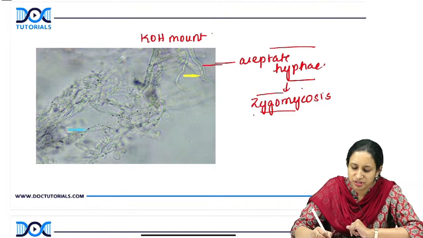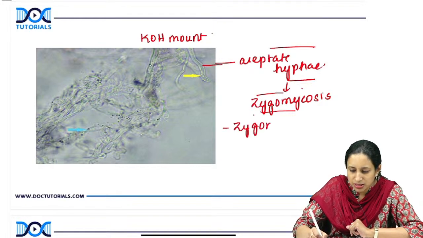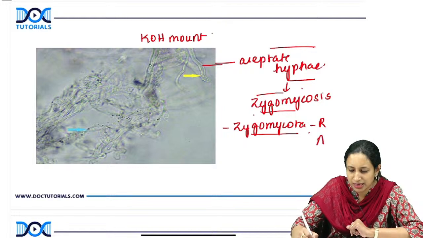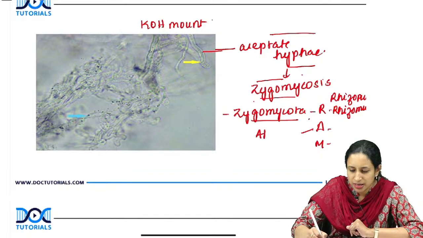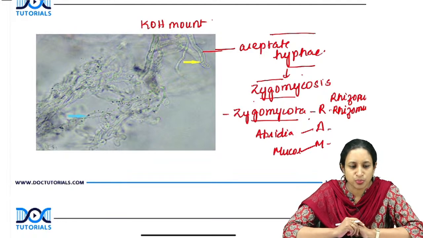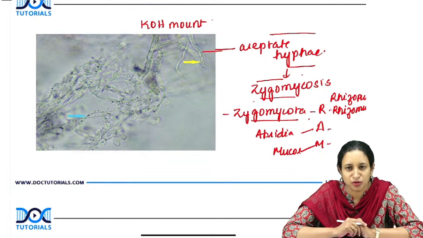And what are the typical features of your Zygomycota group? The important organisms to remember can be RAM, where R stands for Rhizopus, A stands for Rhizomucor, A stands for Absidia, and M stands for Mucor. So a KOH mount with aseptate hyphae could be a case of Zygomycosis. Whenever we are talking about mucormycosis, this is the typical presentation.